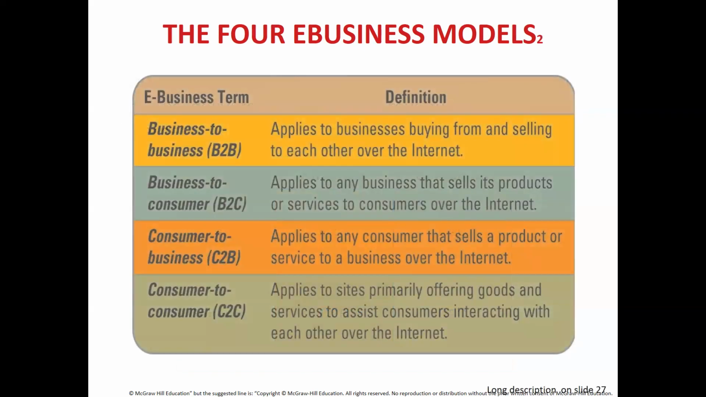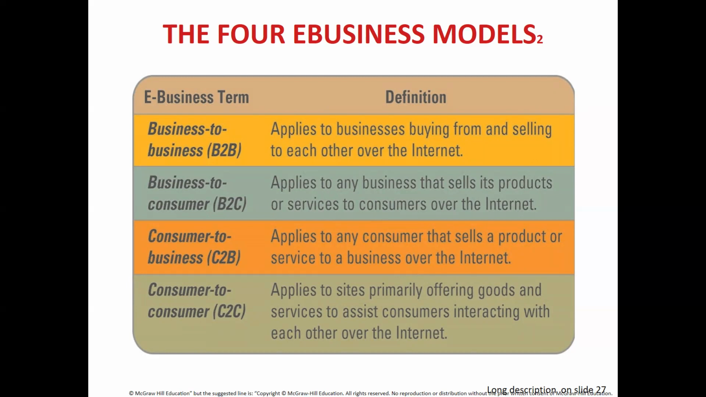So if you want to define these, this is how it is, okay? Now, business to business applies to businesses buying from and selling to each other over the internet. There is a business and a business, they're buying and selling from each other. Business to consumer applies to any business that sells its products or services to consumers over the internet. Business selling goods or services to customers over the internet, that's business to consumer.